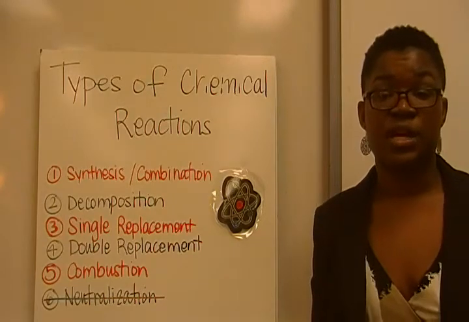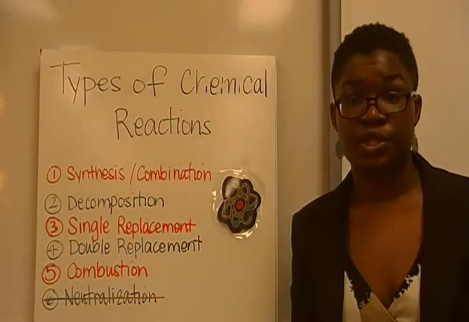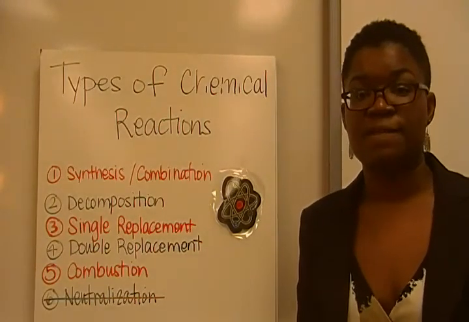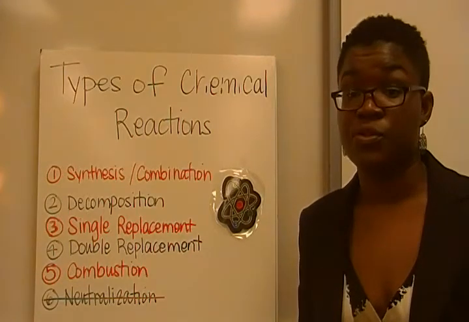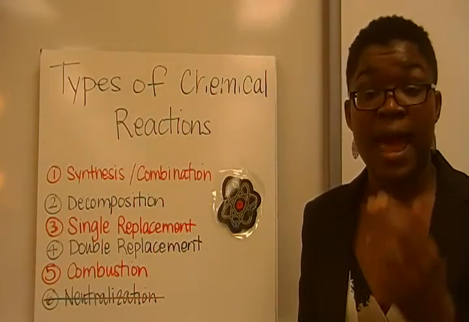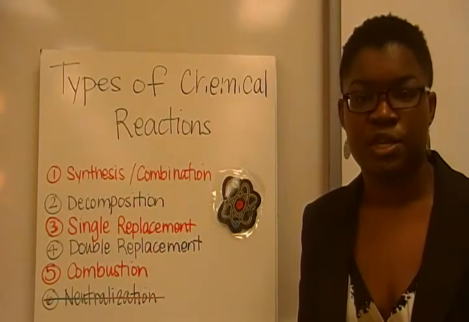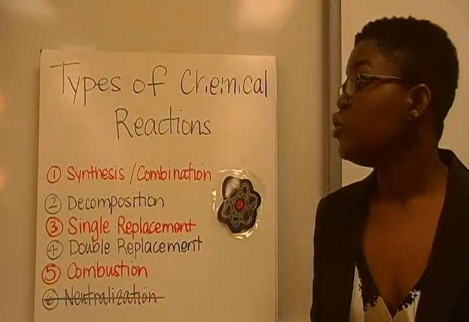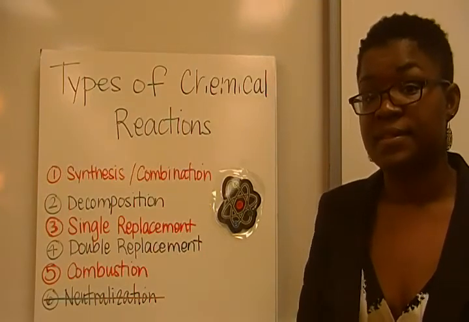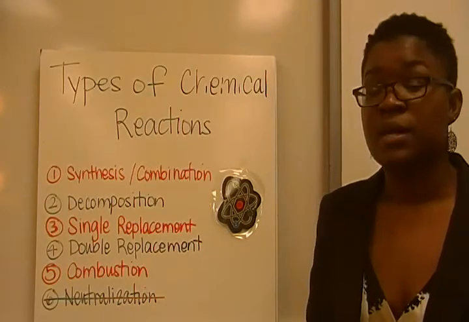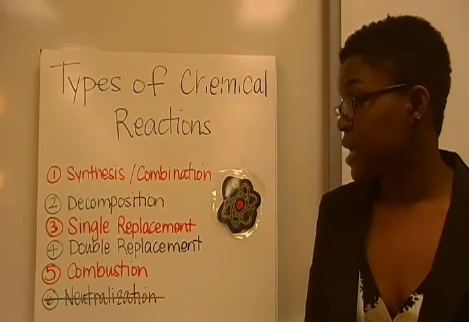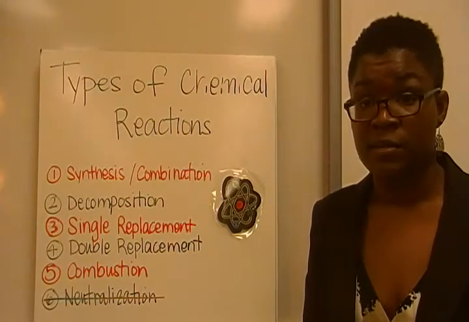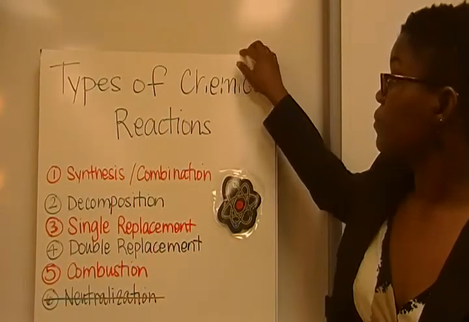This corresponds to section 11.2 in your textbook, and we're just going to talk about the 5 major reaction types that you see mostly in chemistry. Now there are actually 6. The 6th one is a neutralization reaction, but we won't deal with that until we get into chapter 19. So our 5 types of reactions, we have synthesis and combination reactions, decomposition, single replacement, double replacement, and combustion.